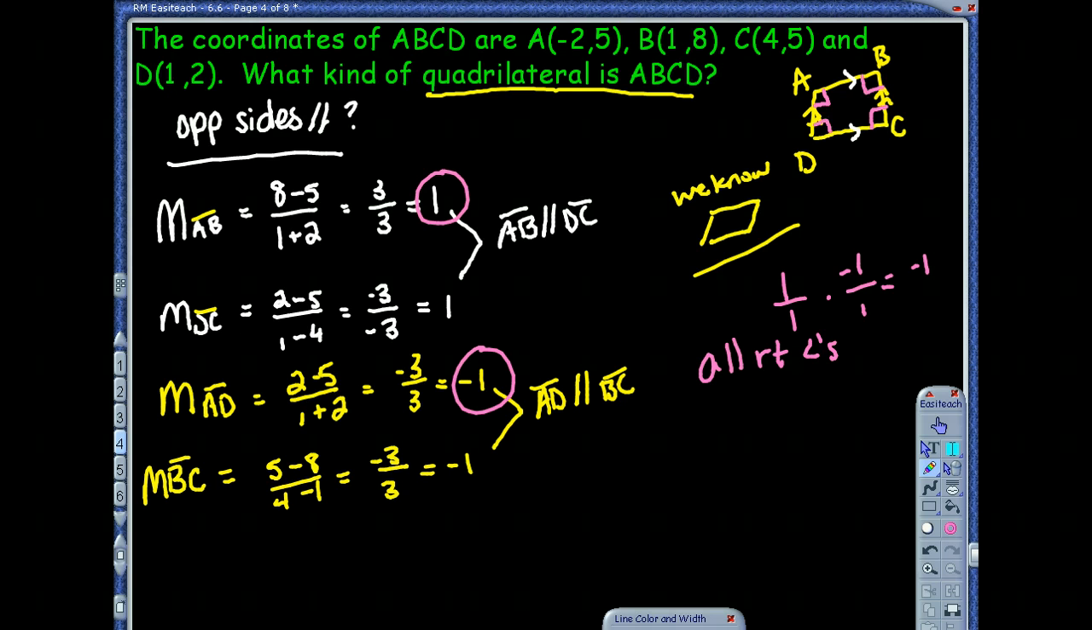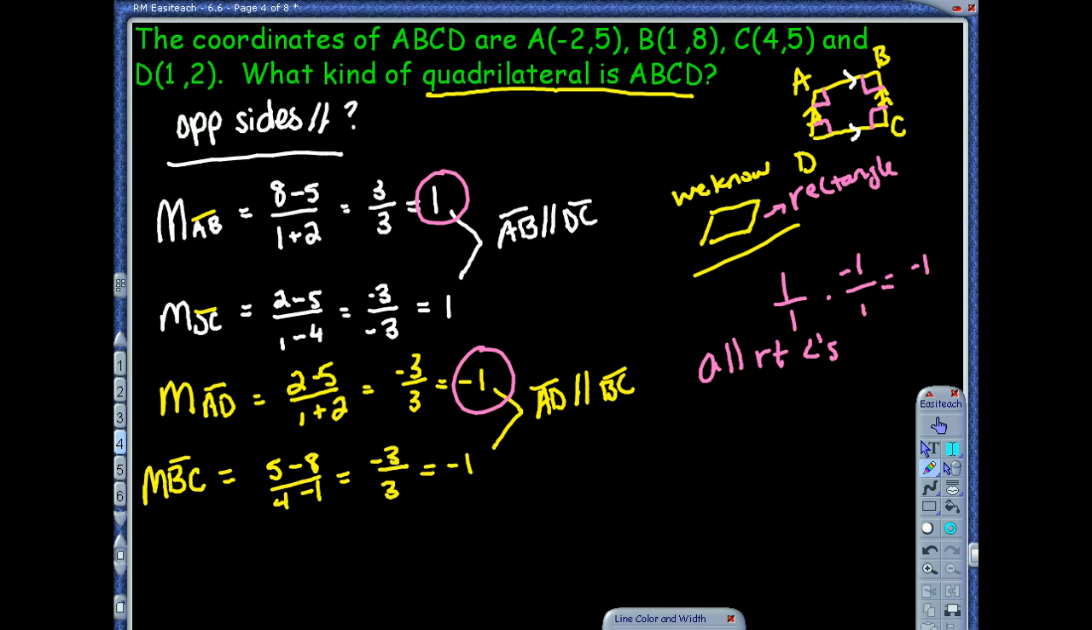So that means all 4 of the angles are right angles. So that means we know for sure it's now a rectangle. Okay. So far, we haven't narrowed it all the way down. So we know it's a parallelogram and also a rectangle, but we're trying to be as specific as possible. So the question is now, is it a square?